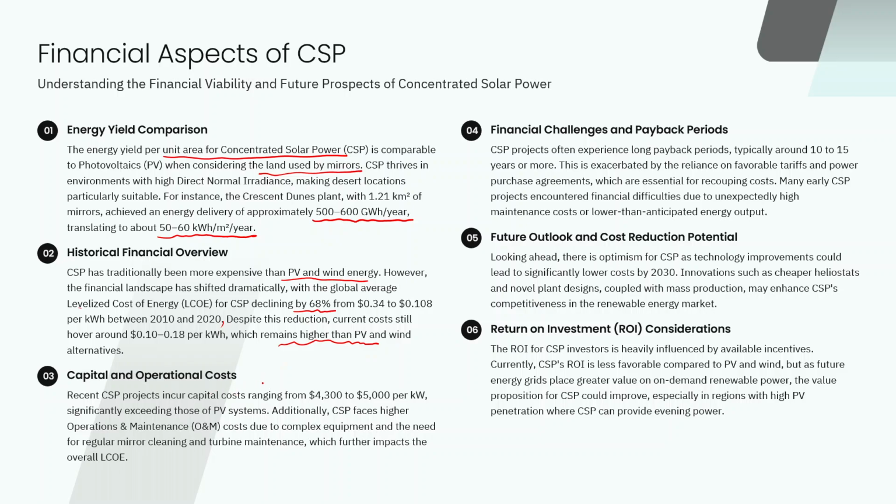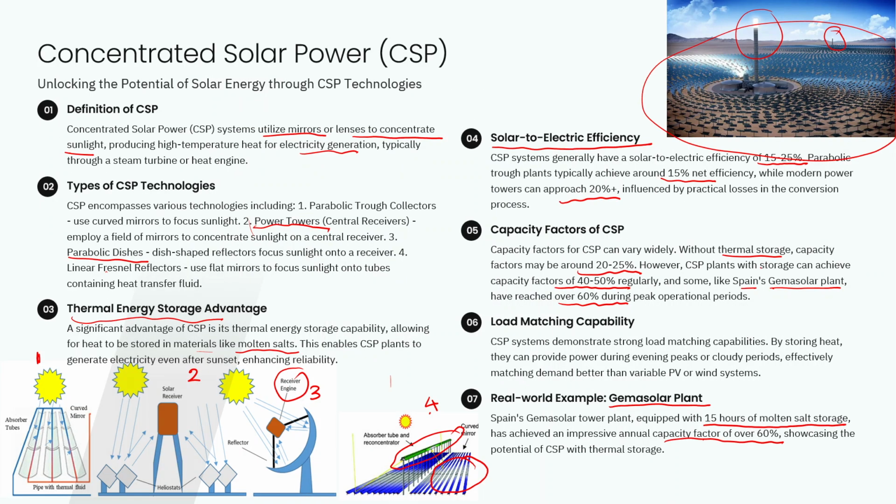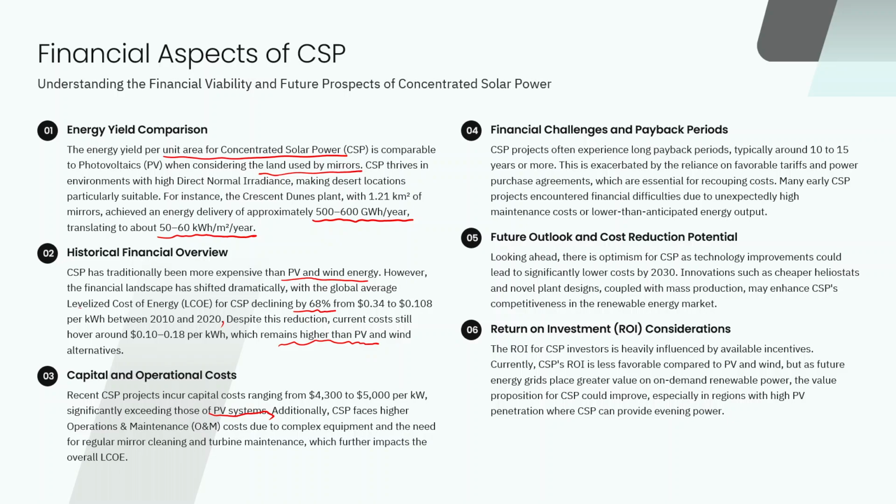And the capital cost also ranges from $4,300 to $5,000 per kilowatt, right? So you can see this is significantly exceeding that of the PV system, because of the large infrastructure that you need: these towers, and a large number of mirrors and so on. So this capital cost is also very high.